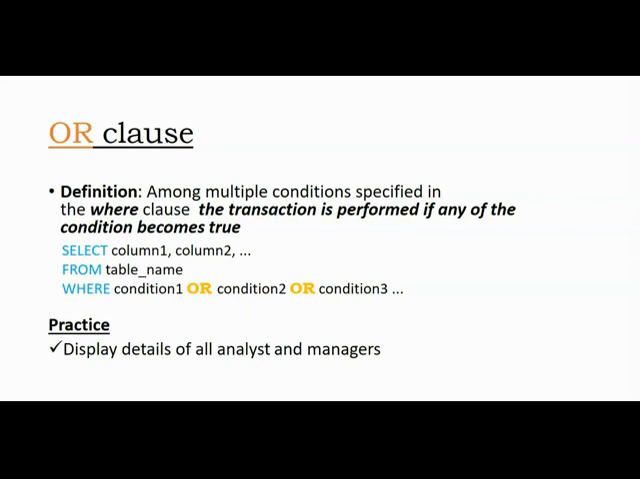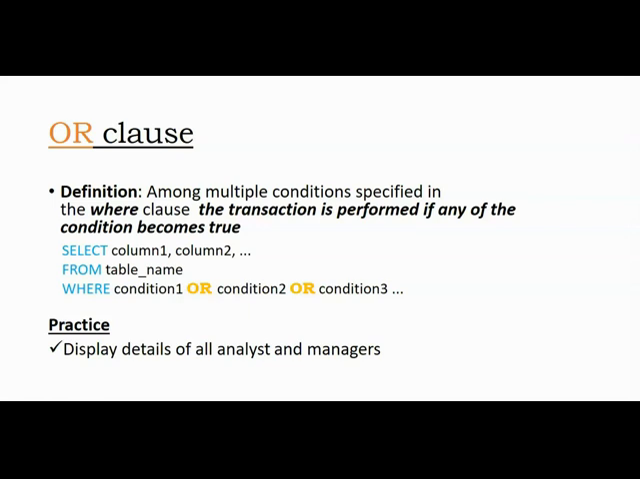Even if one condition fails, it is false. Exactly in the case of OR clause, what we can tell is if every condition is false, then only false. That is, if at least one condition is true, then the entire condition holds true and that particular data can be retrieved. So among multiple conditions specified in the where clause, the transaction is performed if any of the conditions is true. It can be one condition true, two conditions true, three conditions true, n conditions true.